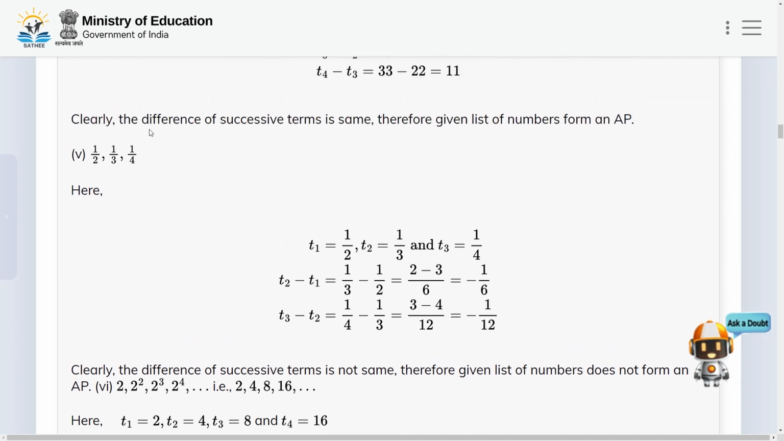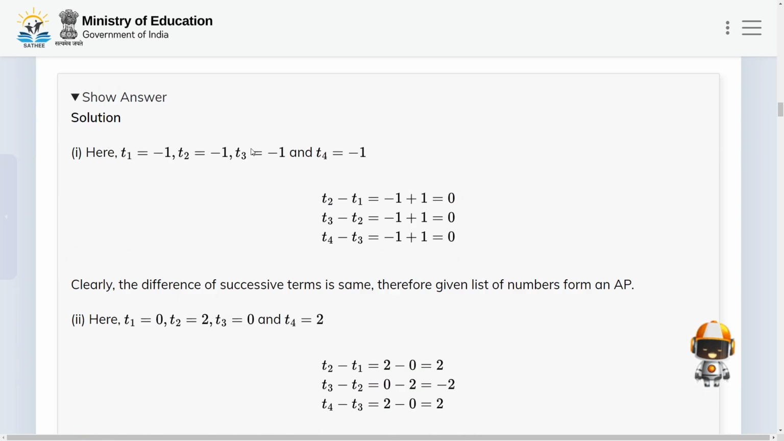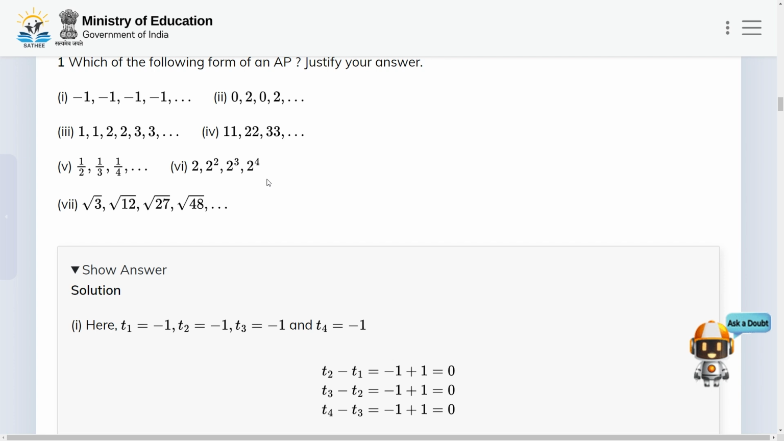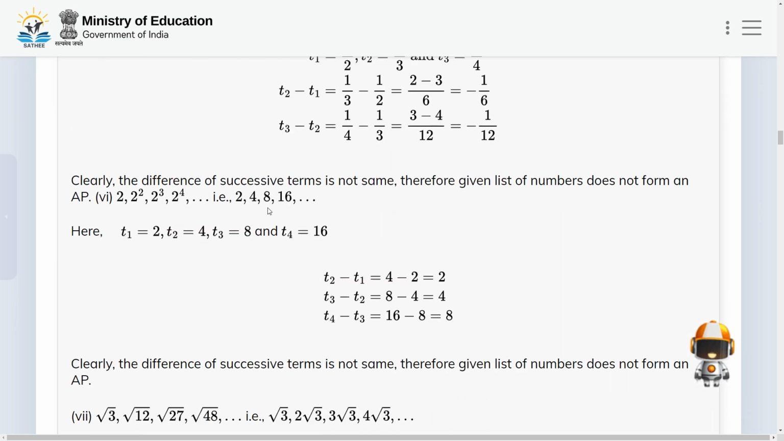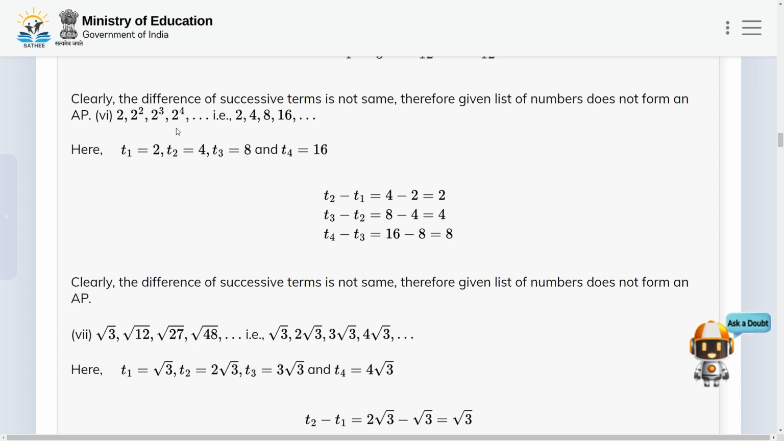And now let us check the sixth one. In the sixth we have 2, 2 square, 2 cube, 2 to the power 4 and so on. Okay, so we have this list of numbers, and here we have to check whether this list of numbers forms an AP or not. So here the first term T1 is equal to 2, second term T2 is equal to 4, third term T3 is equal to 8, and T4 is equal to 16.